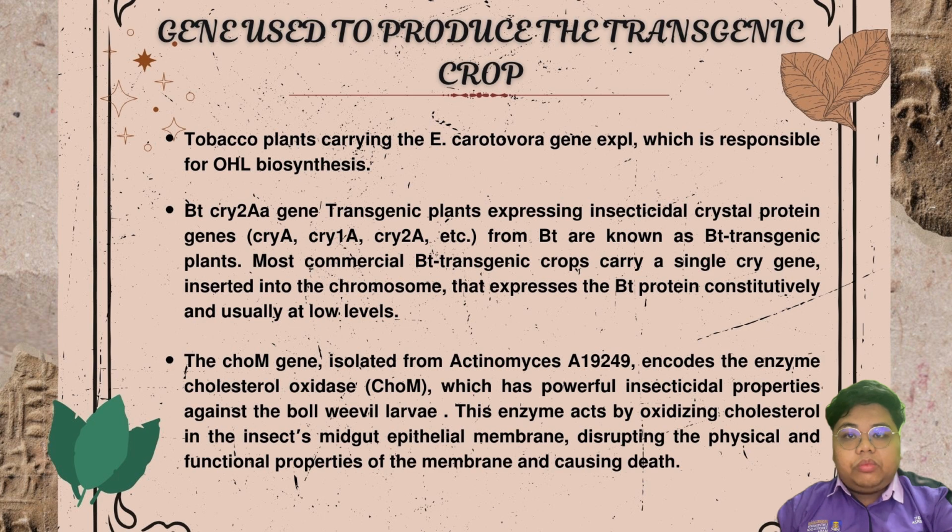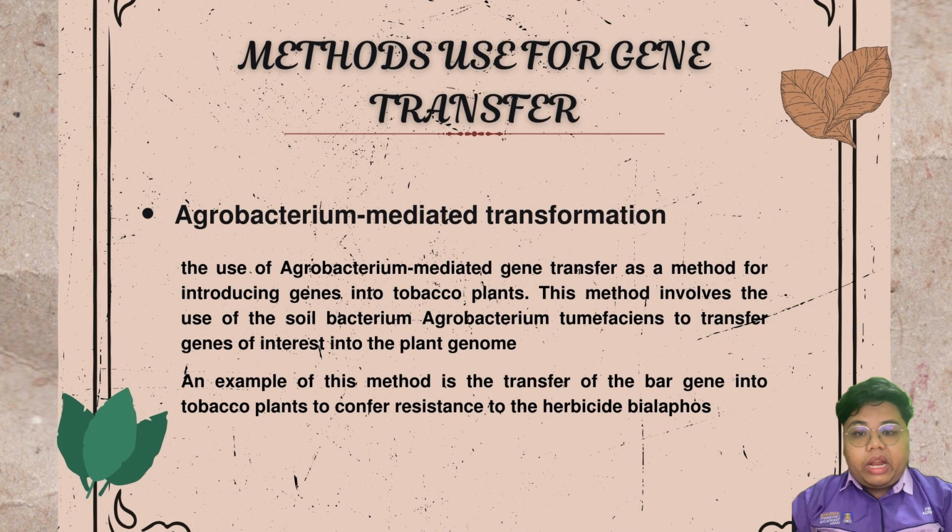Next, the CHOM gene, isolated from Actinomyces A19-49, encodes the enzyme cholesterol oxidase, CHOM, which has powerful insecticidal properties against boll weevil larvae. This enzyme acts by oxidizing cholesterol in the insect midgut epithelial membrane, disrupting the physical and functional properties of the membrane and causing death. We'll next move to the methods used for gene transfer.